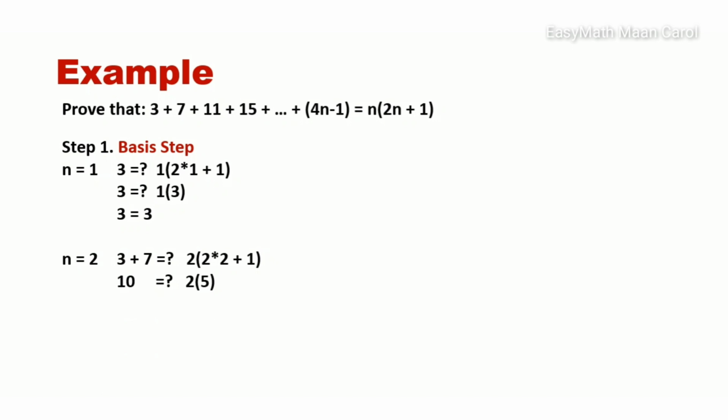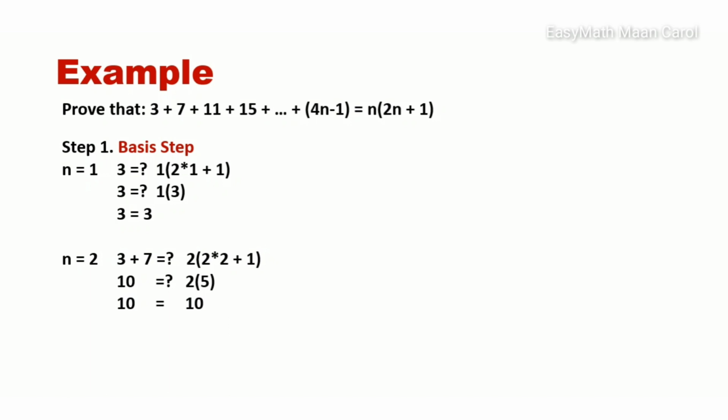3 plus 7 is equal to 10. That's on the left side. At dito naman sa right side, we'll start with the parenthesis. 2 times 2, 4, plus 1 is equal to 5. So, we have the expression 2 times 5. And then finally, we will just multiply the right side of the equation. We have 10 is equal to 10. So we have proven that both sides of the equation are equal.